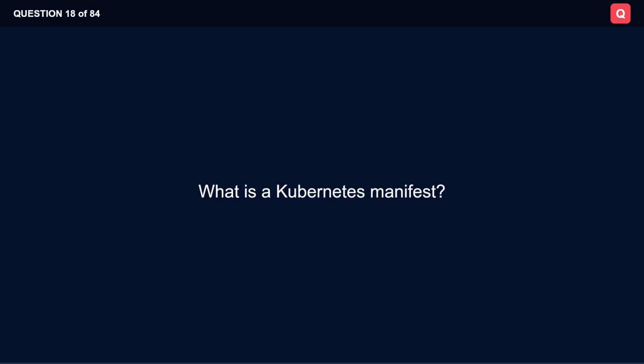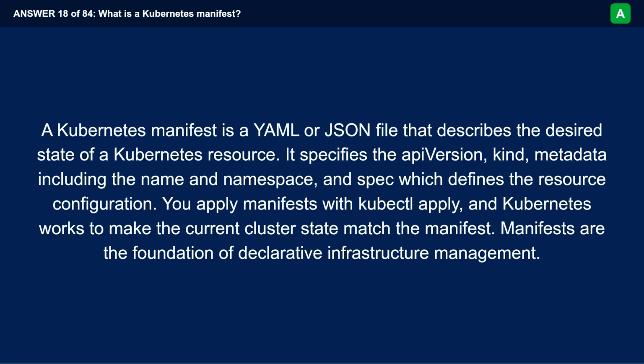What is a Kubernetes manifest? A Kubernetes manifest is a YAML or JSON file that describes the desired state of a Kubernetes resource. It specifies the API version, kind, metadata including the name and namespace, and spec which defines the resource configuration. You apply manifests with kubectl apply, and Kubernetes works to make the current cluster state match the manifest. Manifests are the foundation of declarative infrastructure management.